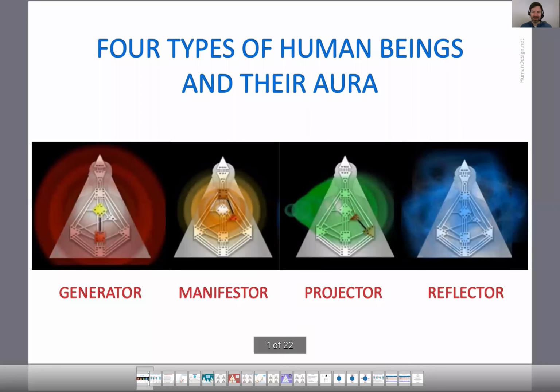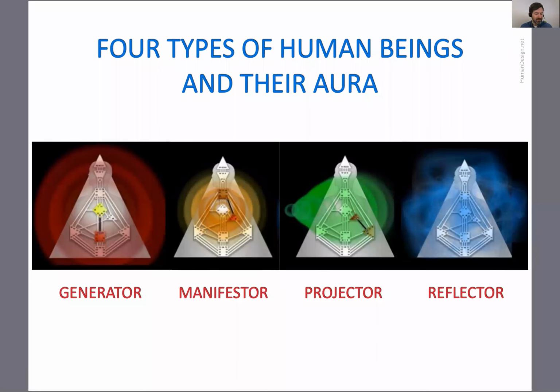And based on certain configurations within our design, based on the connections and definition in the centers in our human design chart, we can determine that any given design, any given chart actually belongs to one of the four types of beings according to their aura. So let's take a look at this presentation. And we're looking at this picture where you can see the four types depicted in this way.